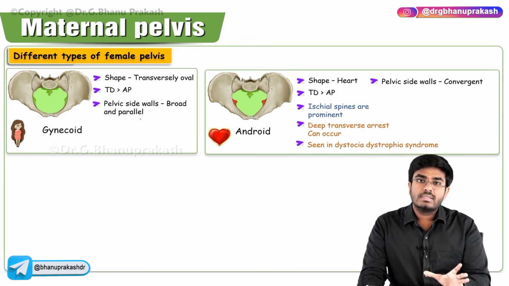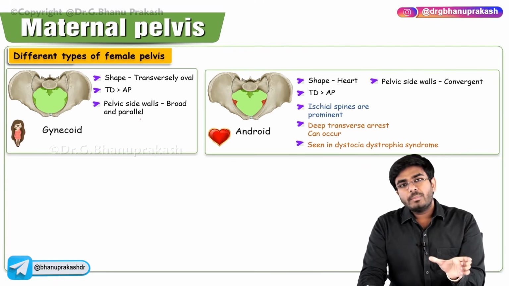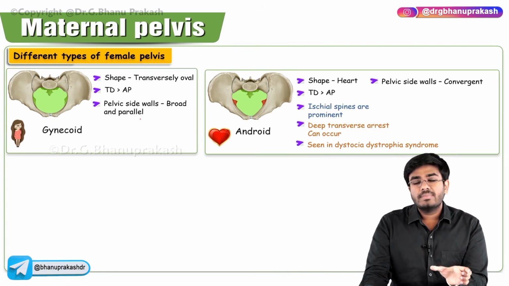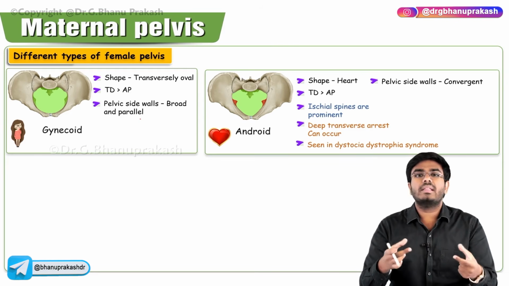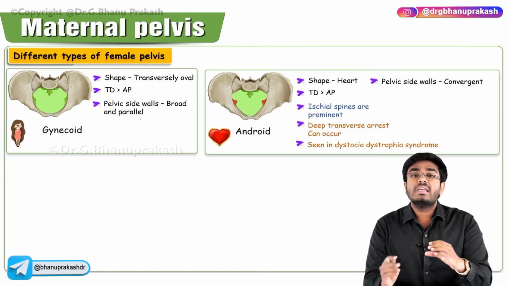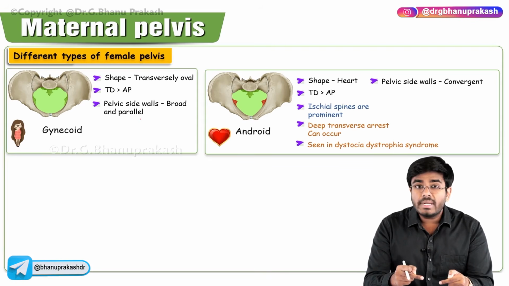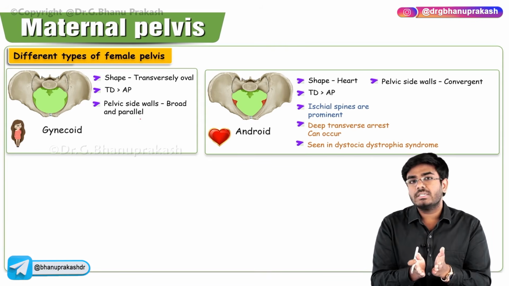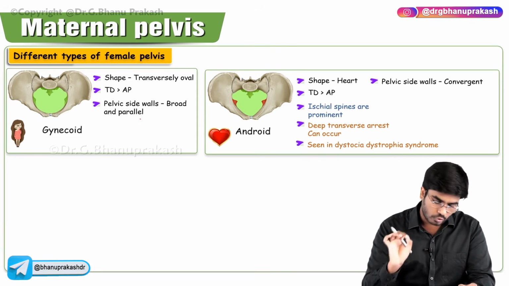In this slide, what are the important points you need to keep in mind? Female pelvis is the most common. It has a transversely oval outlet. Anteroposterior diameters are lesser than the transverse diameters, or transverse diameters are greater than anteroposterior diameters. And pelvic side walls are broad and parallel. Male pelvis: heart-shaped pelvic inlet. Ischial spines are more prominent. They can lead to deep transverse arrest. Pelvic side walls are more convergent. And this type of android pelvis is seen in dystocia dystrophica syndrome.